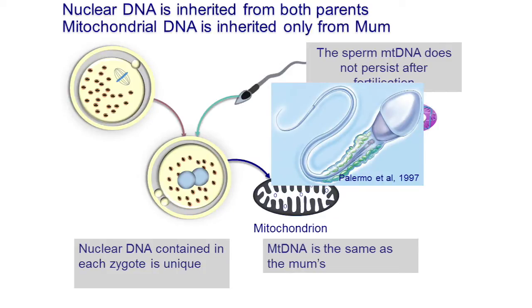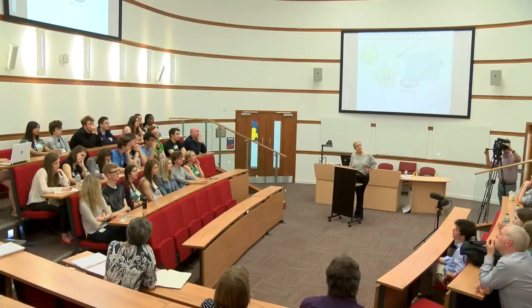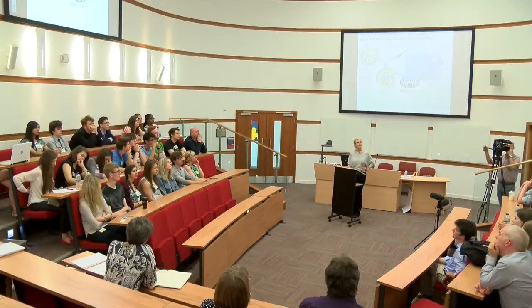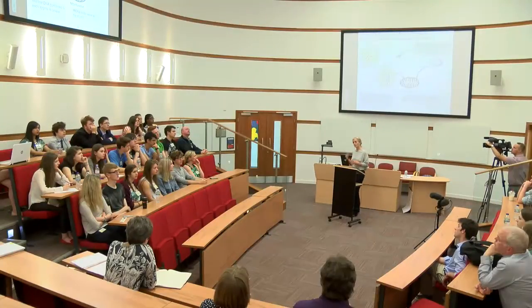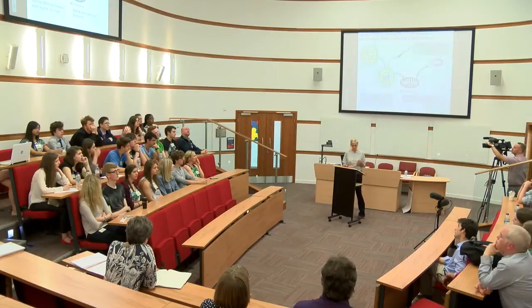So nuclear DNA is inherited from both parents, but the mitochondrial DNA is inherited only from our mothers. So the sperm does have mitochondria. It needs them to have the energy to swim all that distance. But once fertilized, and you can see that here in this nice graphic, the mitochondria are in the neck of the sperm, but once it gets into the egg, they're killed. They don't persist. So the sperm mitochondrial DNA does not persist after fertilization, and the nuclear DNA contained in each zygote is unique, and mitochondrial DNA is the same as mom's because we just inherited it from the egg.